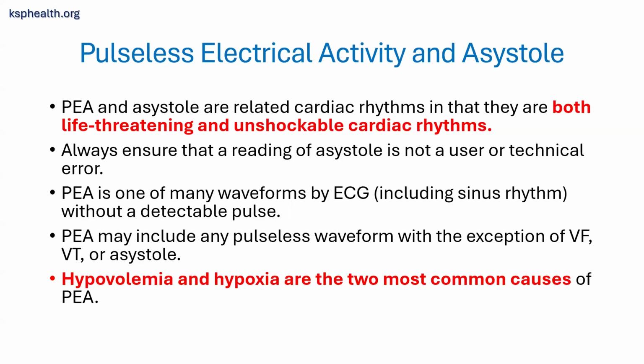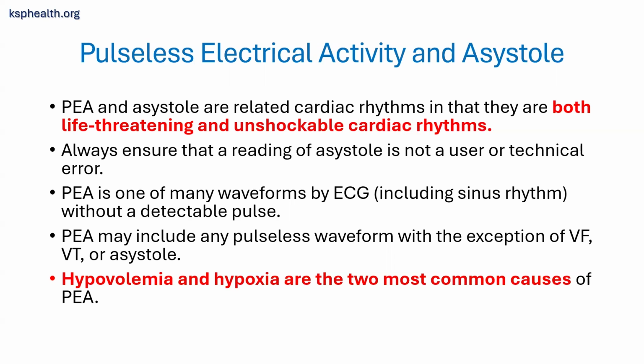PEA can show many waveforms on EKG, including sinus rhythm. The EKG may read sinus rhythm, but if the patient is pulseless, that is called pulseless electrical activity. PEA may include any waveform with the exception of ventricular fibrillation, ventricular tachycardia, or asystole. Hypovolemia and hypoxia are the two most common causes of pulseless electrical activity. Very important, they need to be dealt with right away.